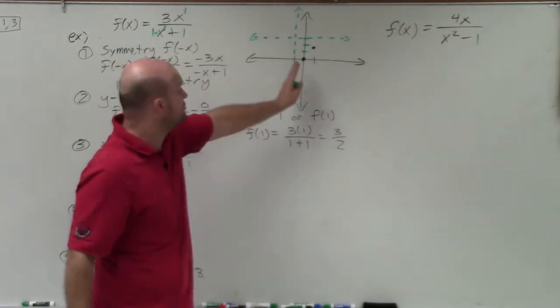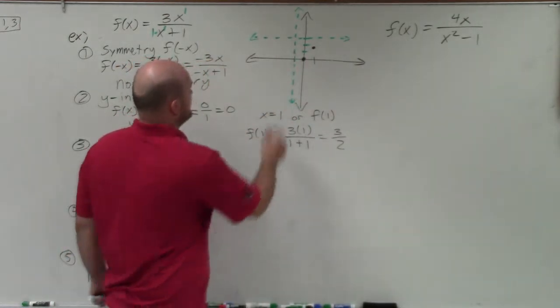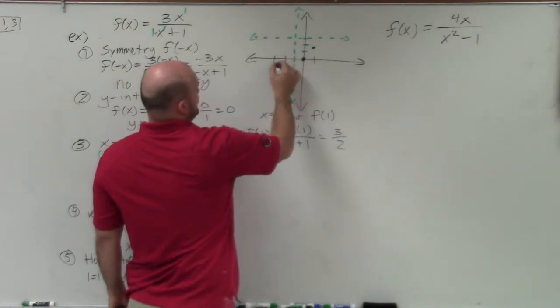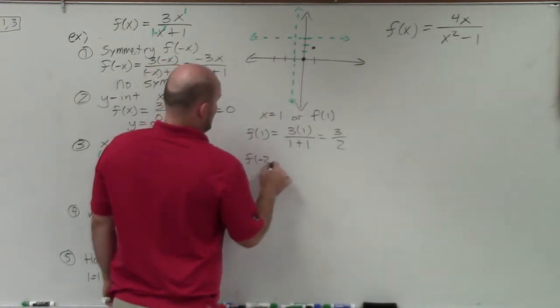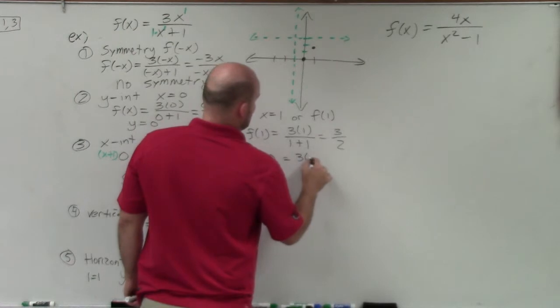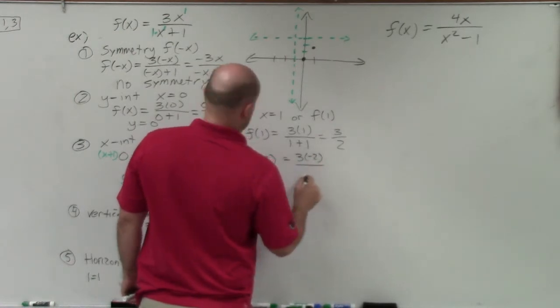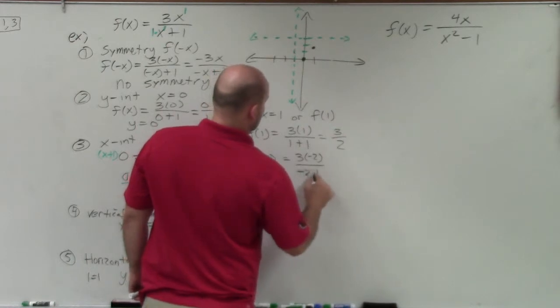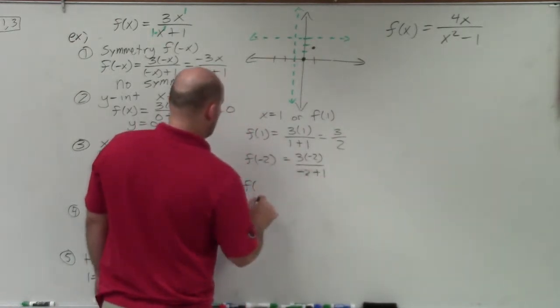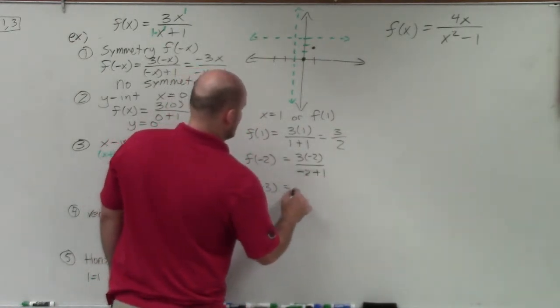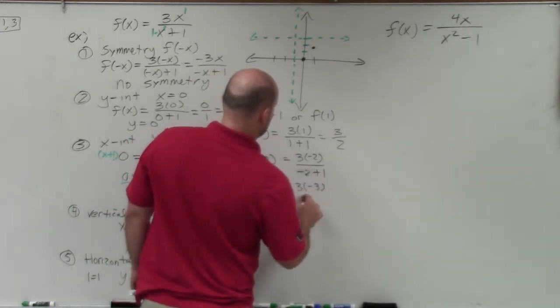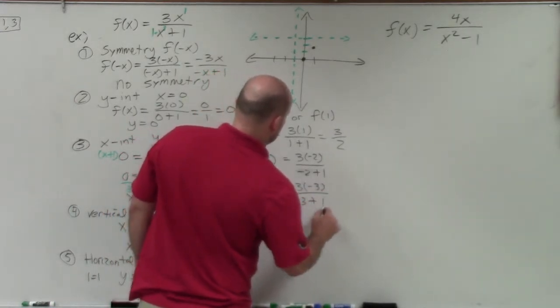Now I'm going to pick 2 points to the left. So if that's -1, let's do -2 and -3. So we'll do f of -2. So it's 3 times -2 divided by -2 plus 1. And then I'll do f of -3. So that equals 3 times -3 divided by -3 plus 1.